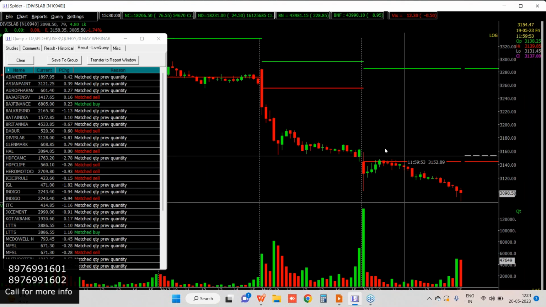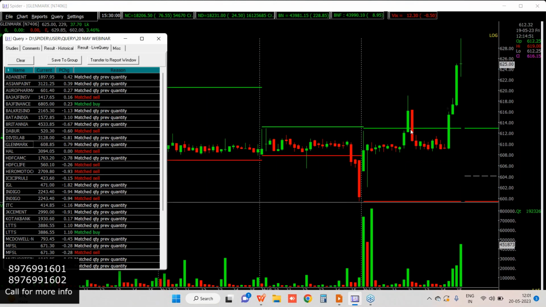So this was a no trade over here. Not a false trade, but no trade over here. This was Divi's Lab. Glenmark, you can see the high was breached and it has been positive, but the high was not breached in the next 2 to 3 candles. So there was no trade in Glenmark.